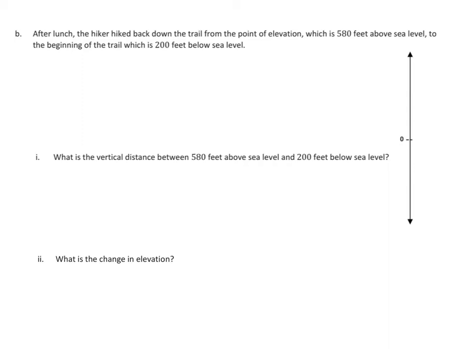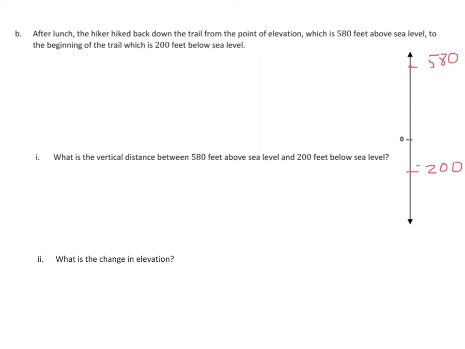So if we look over here at this diagram, we can use the diagram if we think, okay, he is at 580 feet above sea level. Let's go ahead and put that in there. So 580 feet above sea level, and he's going to hike back down here to 200 feet below sea level, and we can call that a negative 200. So it says, what is the vertical distance between 580 feet above sea level and 200 feet below sea level?